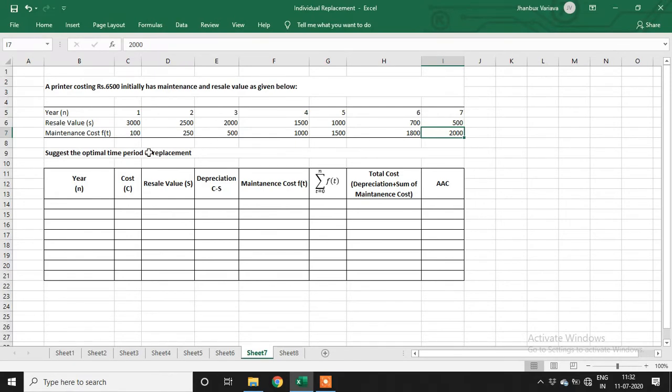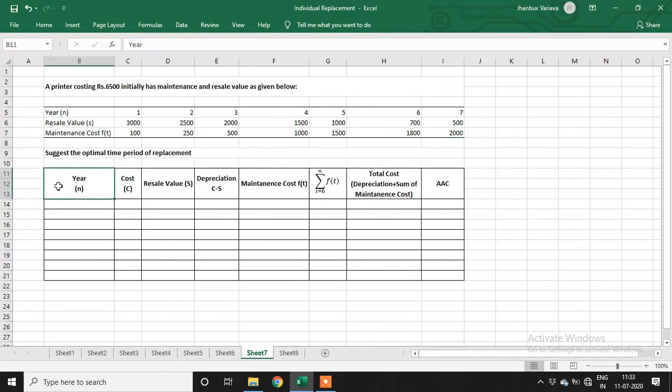So what's the question in this? They ask us to suggest the optimum time period for replacement. That means we have to suggest the exact optimum time at which we should replace it. Okay, so let's get started. For solving this replacement model, you have to construct this table. We will see from the beginning what the columns are and how you have to fill them.